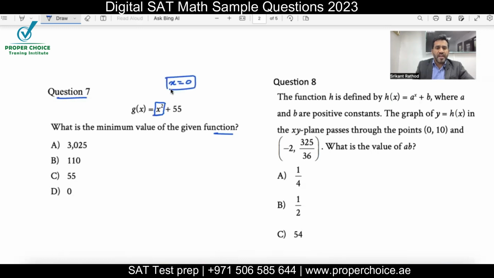When you substitute the value of x as 0 here, the value of g of x is equal to 55. So this will be the minimum value the function can have. C is the right choice.